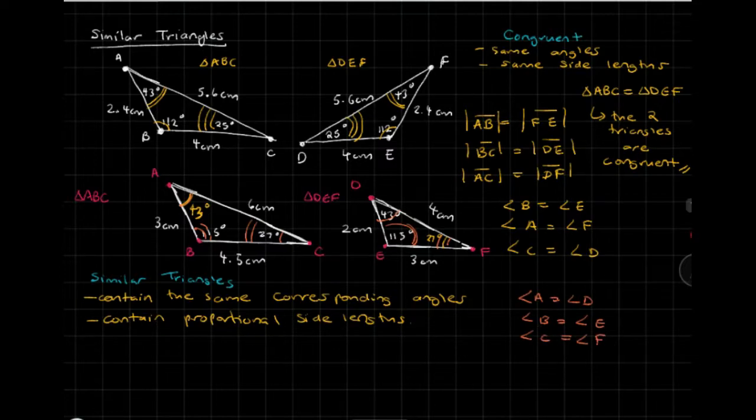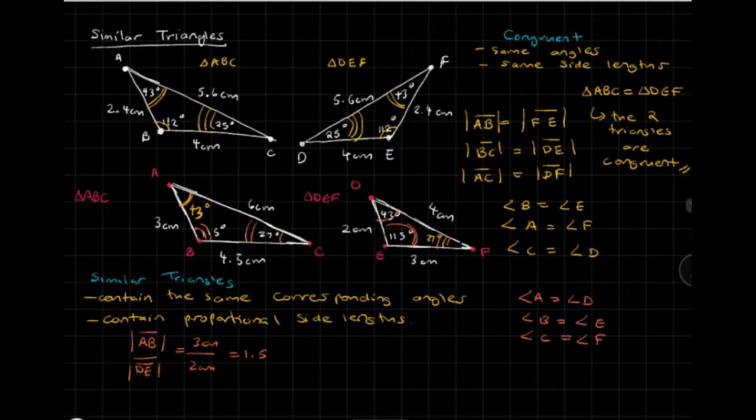Now let's compare the side lengths. Side AB corresponds to DE, however they're not the same. In order to find a scale factor, we're going to divide AB over DE. So the magnitude of AB over the magnitude of DE gives us 3 centimeters over 2 centimeters, and this is going to be 1.5. So what this is saying is that side length AB is 1.5 times that of side length DE. It's a ratio basically.